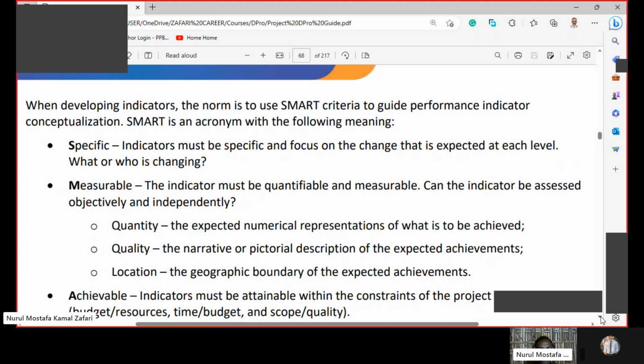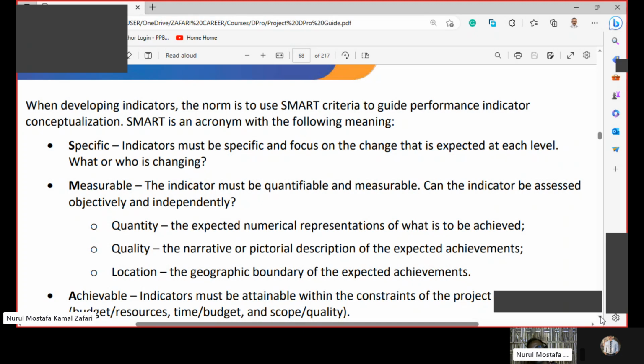Measurable. The indicator must be quantifiable and measurable. Can the indicator be assessed objectively? Quantity, the expected numerical representation of what is to be achieved. Quality, the narrative or pictorial description of the expected achievements. Location, the geographic boundary of the expected achievements.